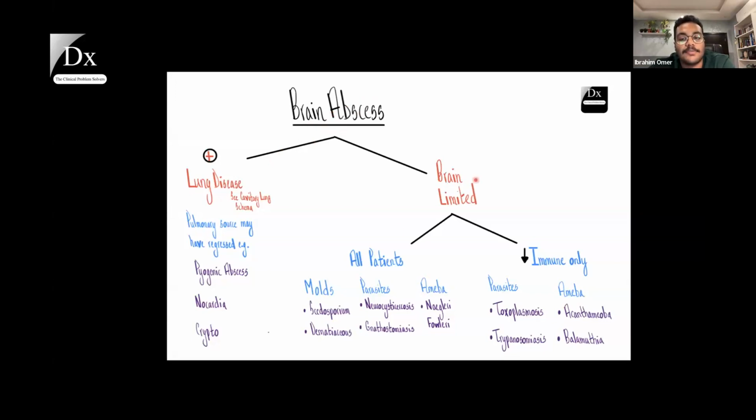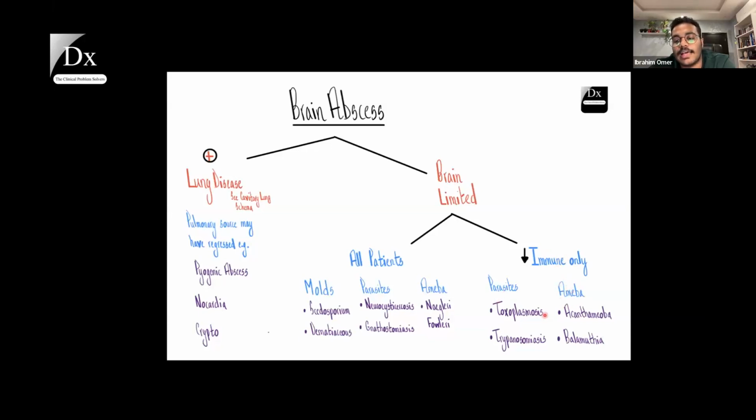However, if the patient only has a brain-limited disease and is presenting with brain-limited abscesses, you have to think, as we've mentioned, whether the patient is immunocompromised or immunocompetent. This is because the differential diagnosis differs in the two categories, primarily because patients who are immunocompromised are vulnerable to specific organisms. And so in immunocompromised patients, you typically have to think of amoebas and parasites.